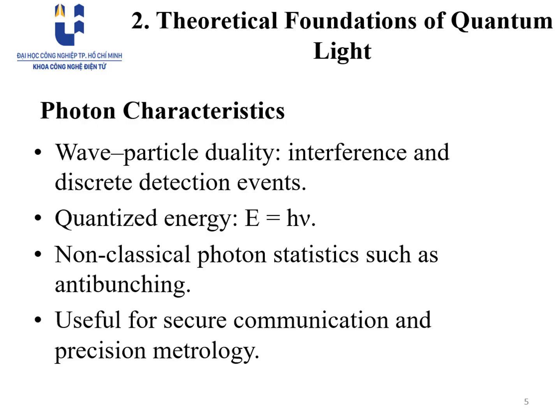Photons are the basic energy packets of light, and they clearly show wave-particle duality. In some experiments we observe interference patterns, which reflect their wave-like nature, while in others we detect individual photons as discrete clicks in a detector. Their energy is quantized and given by Planck's relation E=hν. In addition, quantum light sources can exhibit non-classical photon statistics, such as anti-bunching, which cannot be explained by classical electromagnetic theory. These characteristics make photons very attractive for tasks like secure communication and high-precision measurements.